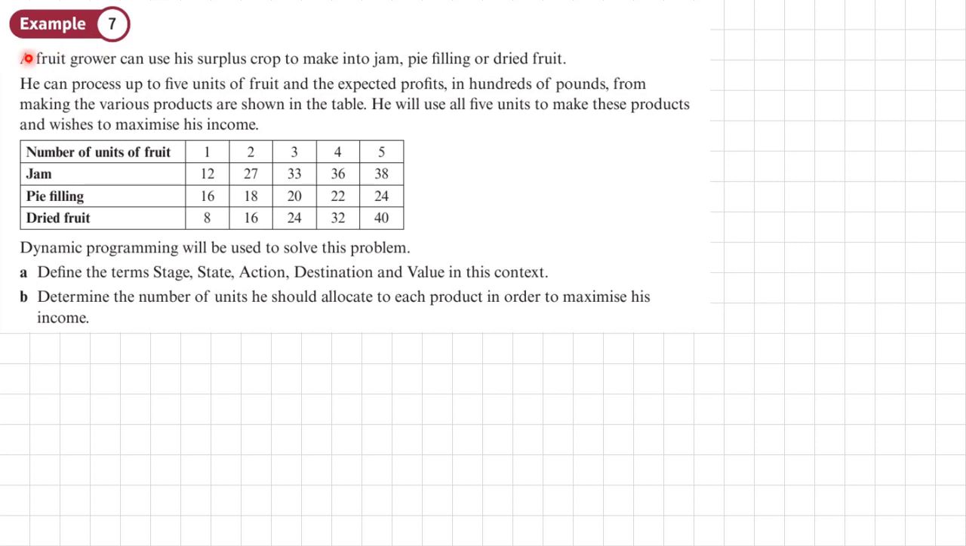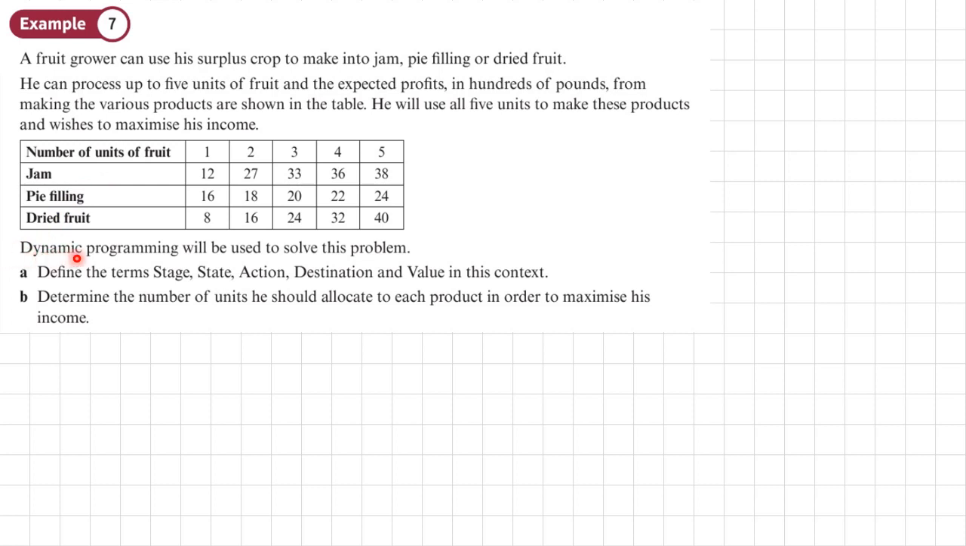Example 7. A fruit grower can use his surplus crops to make into jam, pie filling or dried fruit. He can process up to 5 units of fruit, and the expected profit in hundreds of pounds from making various products is shown in the table. So that's this table here. He will use all 5 units to make these products and wishes to maximize his income.